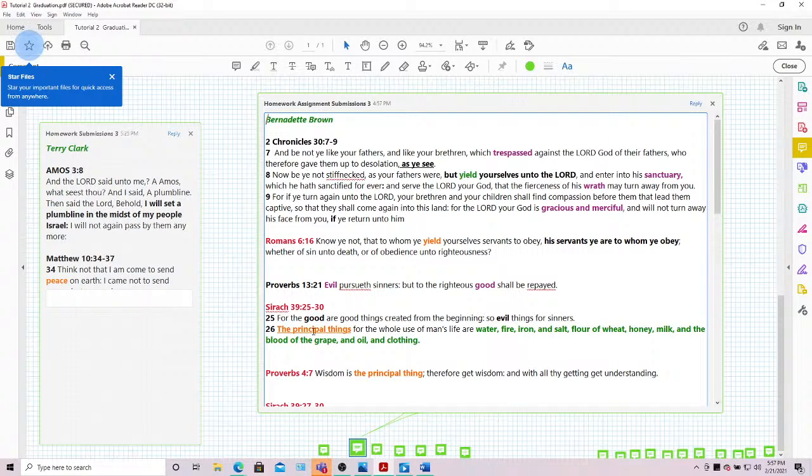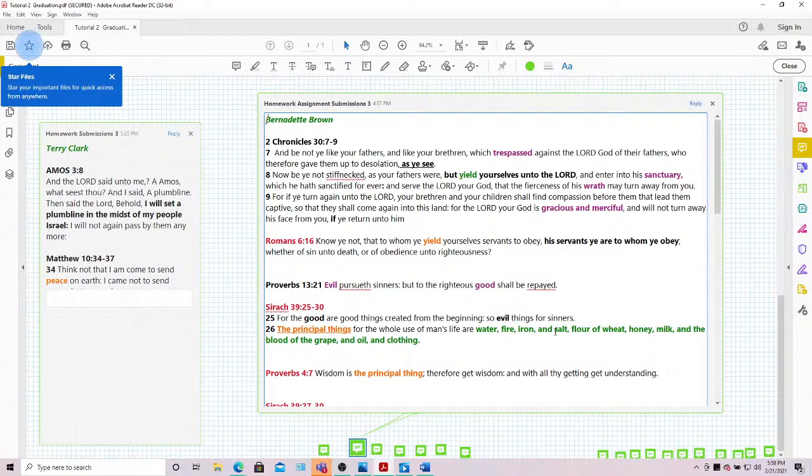So for the good are good things created from the beginning. So evil things for sinners. So we're going to look at these good things. So the principal things for the whole use of man's life are water, fire, so we've got iron and salt, flour of wheat, honey, milk, and the blood of the grape, and oil and clothing. So those are your good things. These are the principal things, and this is all talking about knowledge.